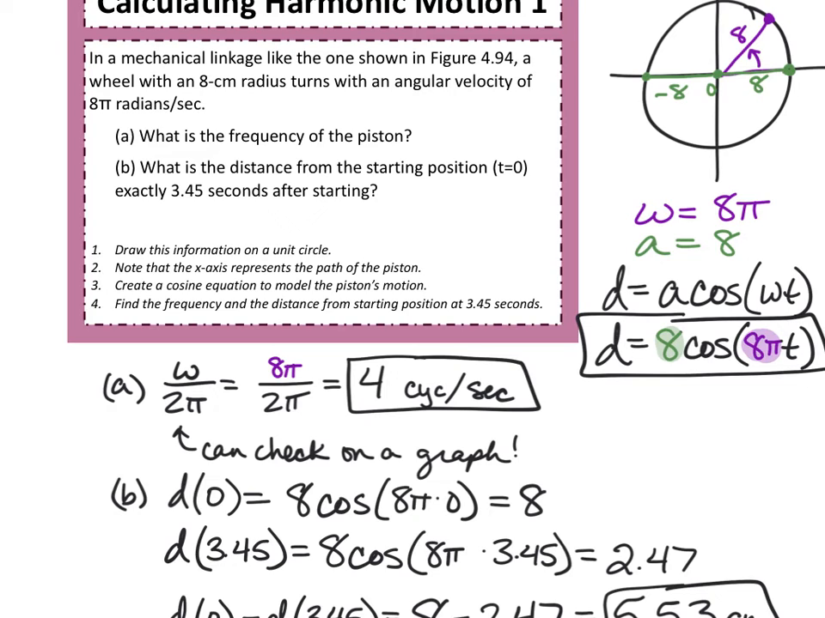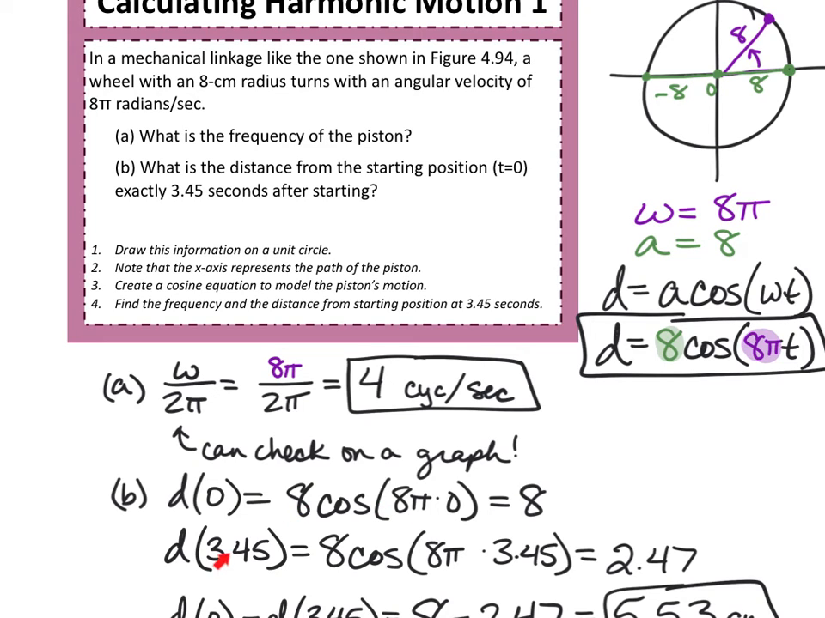Second question says, what is the distance from the starting position exactly 3.45 seconds after starting? So we want to know, first of all, how far out the piston is at time 0. And this should make sense because it's our amplitude, but if we plug in 0 for t, d of t, we have 8 cosine of 8 pi times 0, which is just 8. Cosine of 0 is 1, so 8 times 1 is 8.